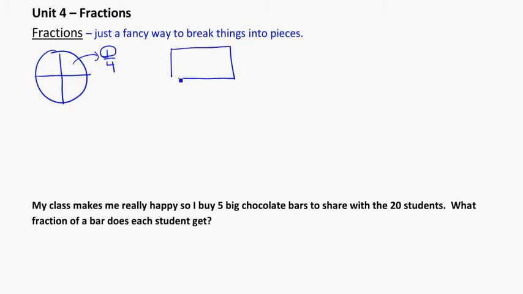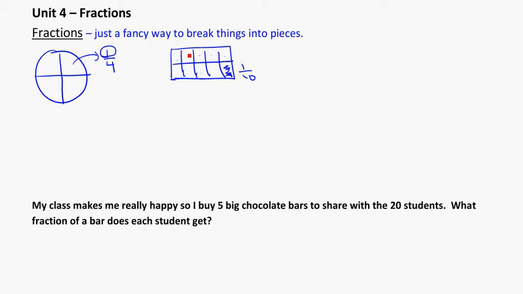Same idea here. If I had a big plate of brownies, I could just cut it up into a bunch of different pieces, so I could serve it up to my friends. And here I've got 1, 2, 3, 4, 5, 6, 7, 8, 9, 10 pieces. So one of these is equal to 1/10 of the brownie.